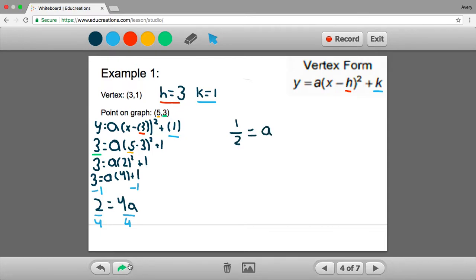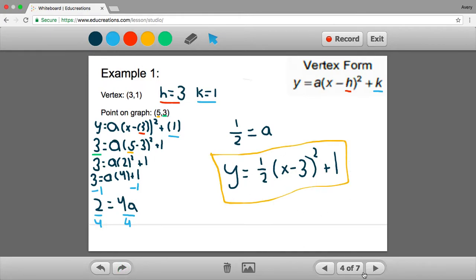Now all we have to do is write our final equation, which is going to be y equals 1/2 times x minus 3 squared plus 1. And that is our final answer.